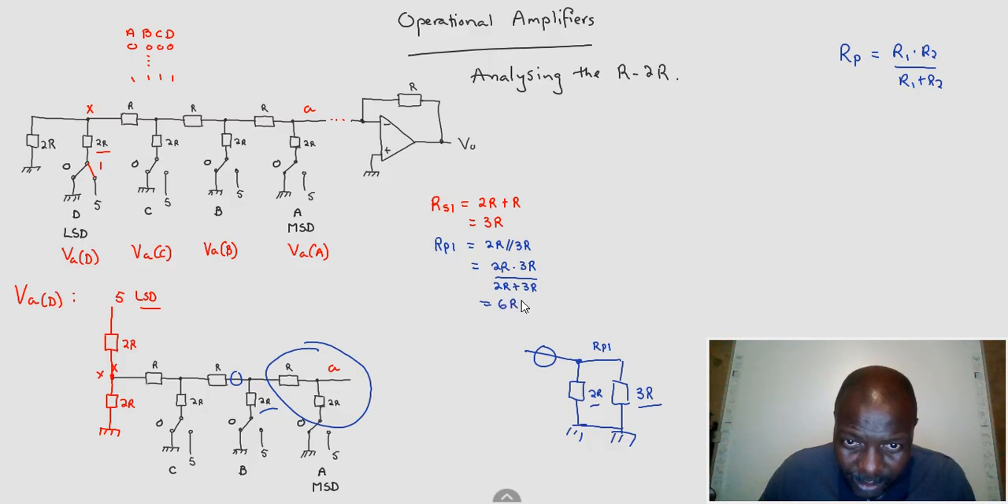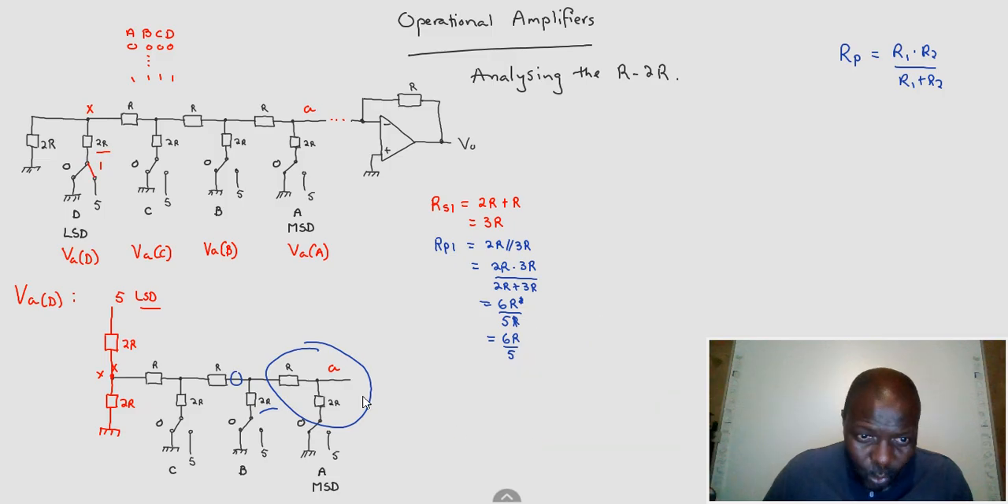So on top you can see is 6R squared over 2R plus 3R, which is like 5 cows plus... 2 cows plus 3 cows is 5 cows. So 2R plus 3R is 5R. R into R squared will leave us with 6R over 5. So that there is our R parallel 1. Let's remove this. This was just to explain what we are doing here.